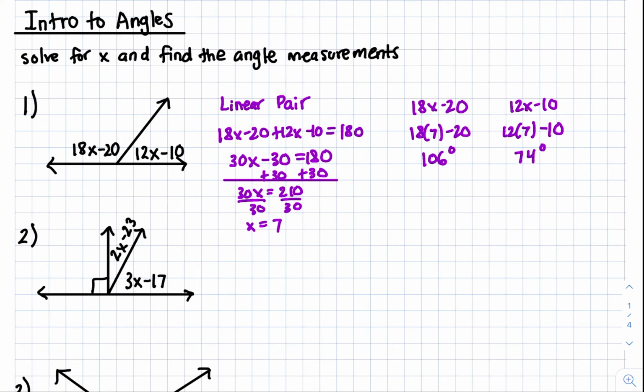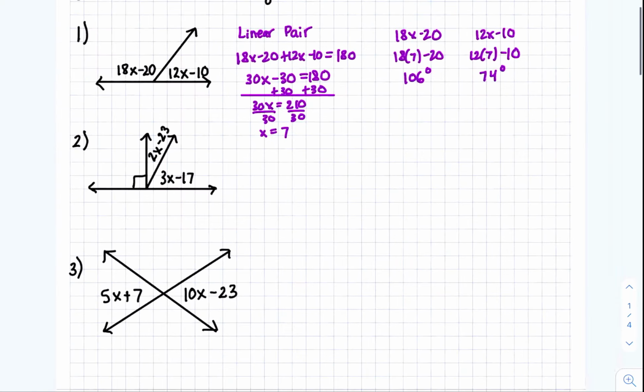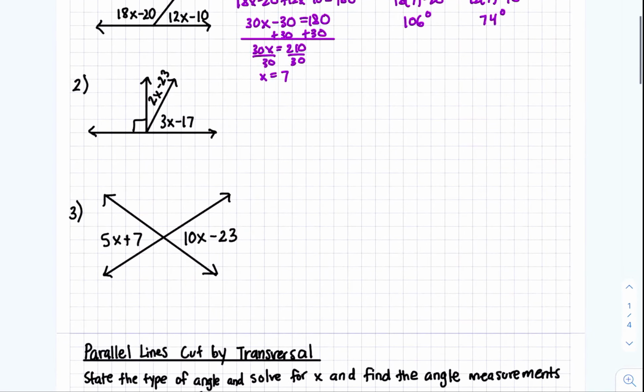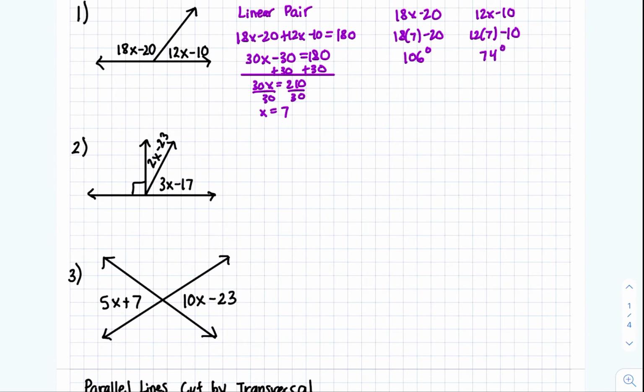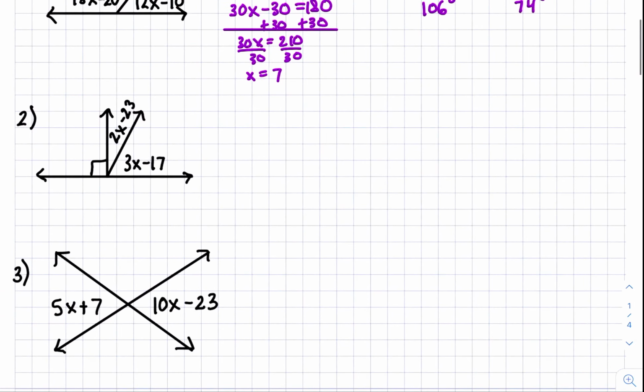Now, do these answers make sense? It does, because you guys know a linear pair are supplementary angles, two angles that add up to 180. 106 plus 74 is 180 degrees. So, number 1. Now, I'm going to drag this down a little bit. Alright, number 2.